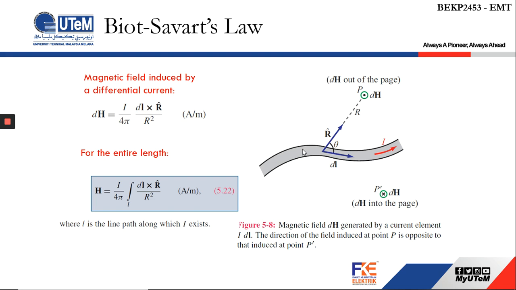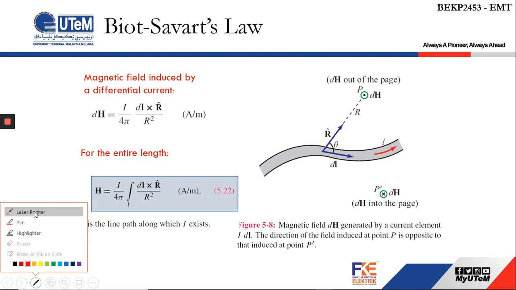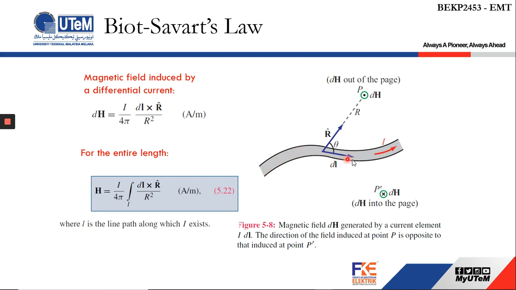So basically, if I have a conductor carrying current here and the current is flowing in that direction, it's going to generate a magnetic field around it. So the direction of the magnetic field can be determined by using the right hand rule. If you bring your right hand and put your thumb in the direction of the current, the other four fingers will point in the direction of the magnetic field around the conductor.